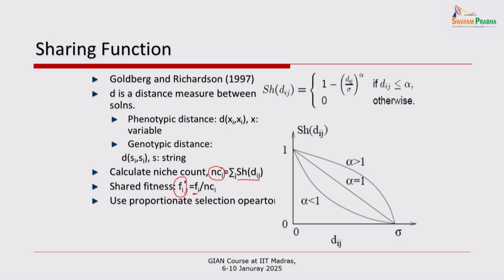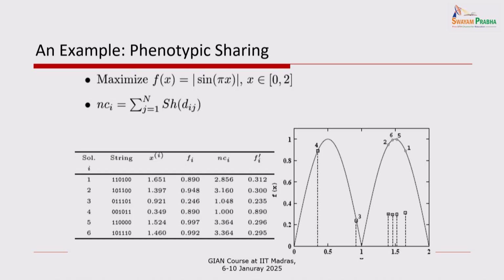you apply selection. Now this idea of Goldberg and Richardson only works with one selection operator, that's called roulette wheel selection or proportionate selection, which I haven't talked about. So there are certain things that I have not talked about, but I'm just giving you here an overall idea. It only works with proportionate selection.